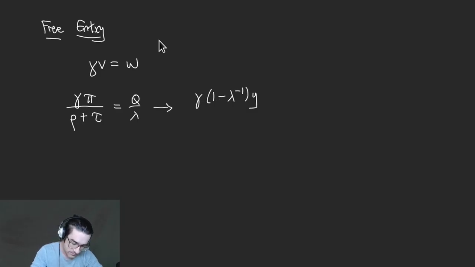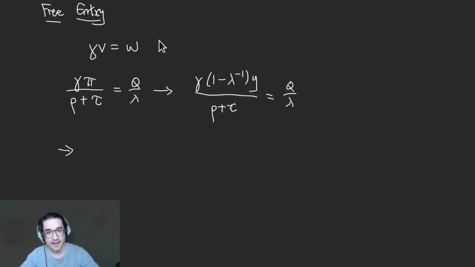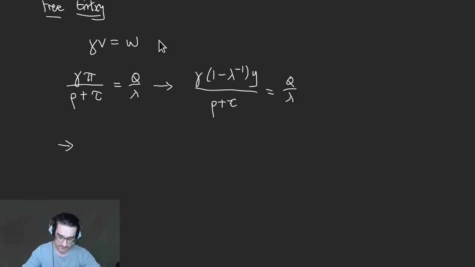This is plugging in for pi. It's 1 minus lambda inverse times y, over rho plus tau, is equal to Q over lambda. Let's jump to the next line. We know what y is.